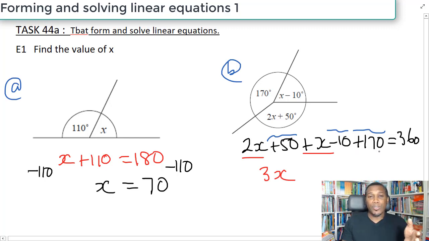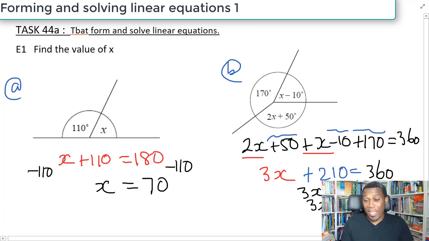And then I have to add 170. That will give me 210. So 3x plus 210 degrees, that's what's giving me 360. Change side, change sign. So we need to take away 210. I can write that 3x is equal to 360 take away 210. 360 take away 210, well, that will give us 150. If 3x is 150, then x is going to be 150 divided by 3, which is 50 degrees.